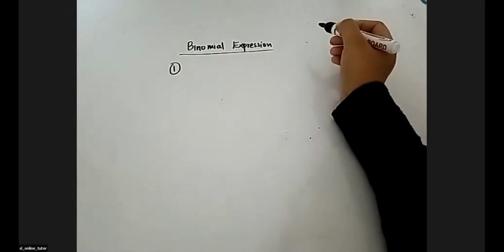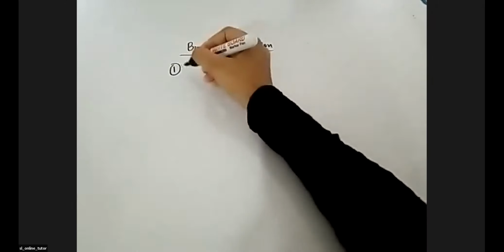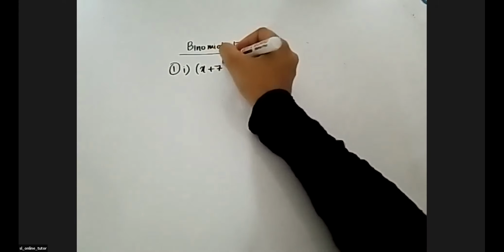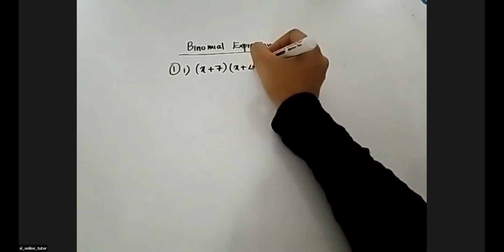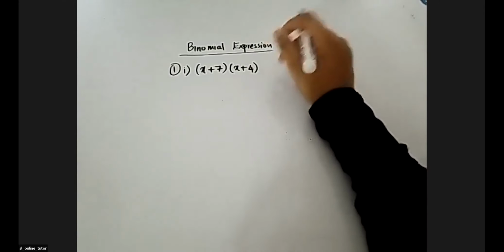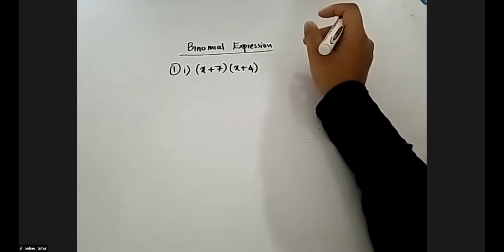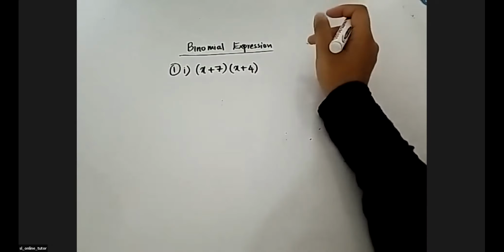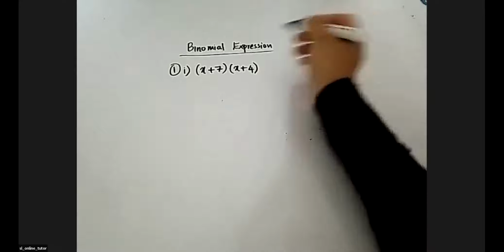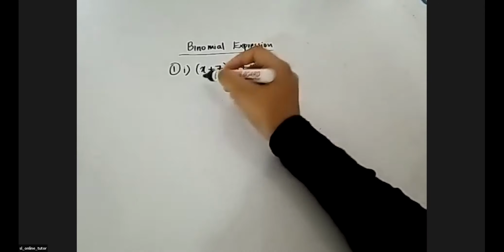Take your binomial expression paper now. Question number 1, Roman number 1. x plus 7, x plus 4. Look at the board. Don't ask again and again. Try to concentrate and mark properly. Okay. Simplify the following binomial expression. So simplification has to be done. How can you simplify this one now? You have to multiply. Actually, it should not come as simplify. They should have given the topic like expand.